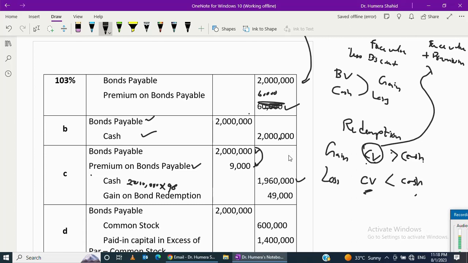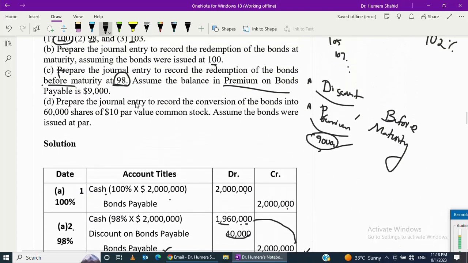Right? So in this question which I'm solving with you, your carrying value is 2,900,000. How much cash you are paying? You are paying 1,960,000. You are paying less. How much less? 49,000 less. So that is gain on redemption of bonds. Okay, let's move on towards point number D.